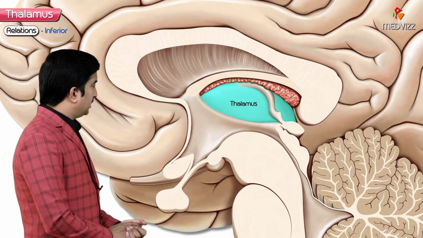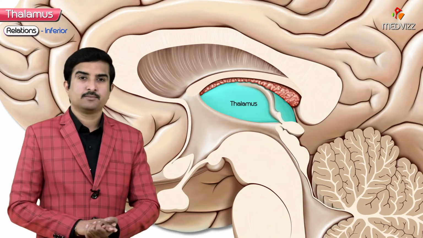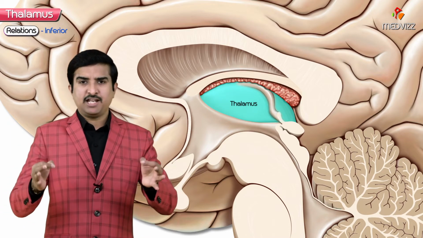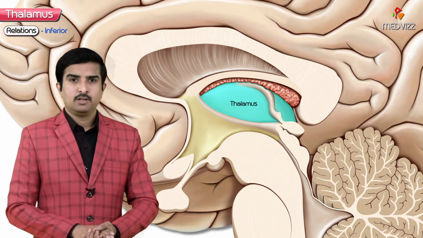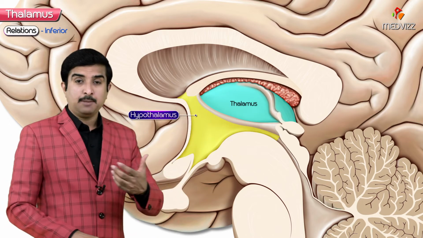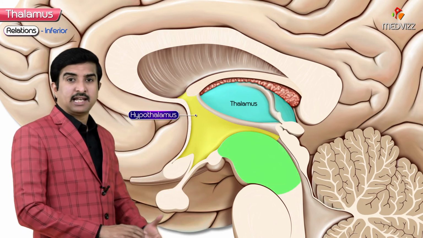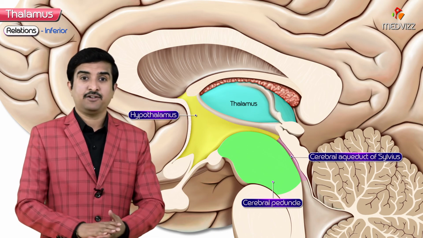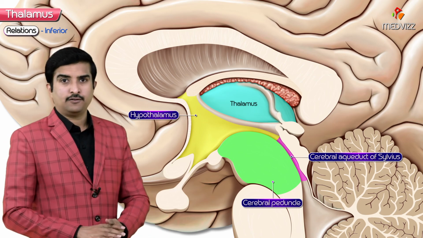After discussing the posterior relations, let us talk about the inferior relations of the thalamus. There are two important major structures lying inferior to the thalamus. Anteroinferiorly is the hypothalamus, and directly inferior to the thalamus are the cerebral peduncle and the cerebral aqueduct of Sylvius. All these are the relations of the thalamus.